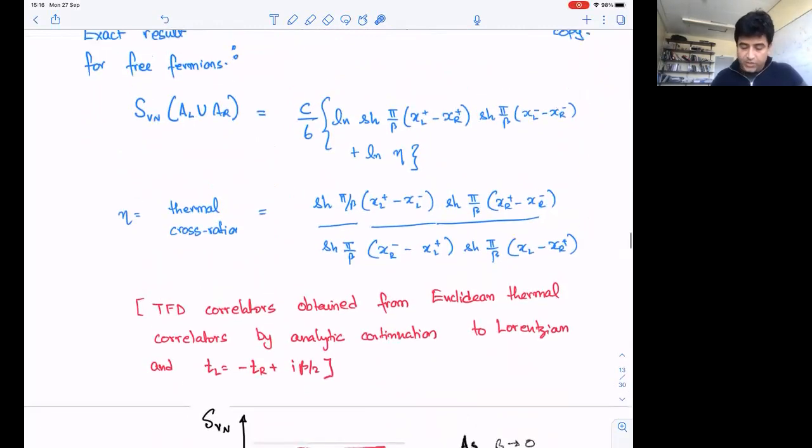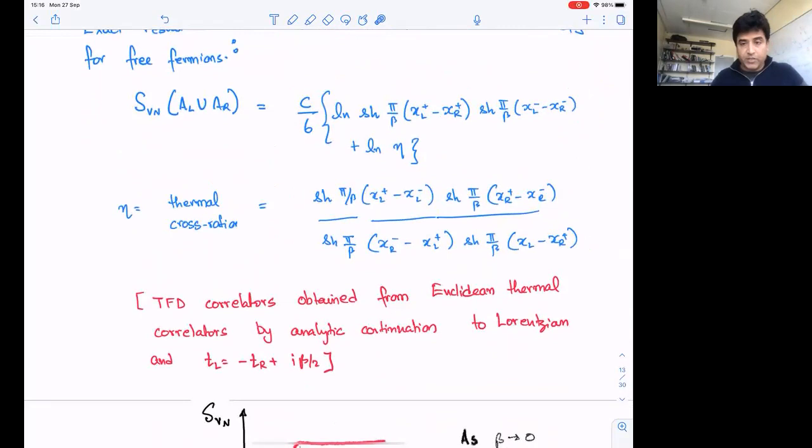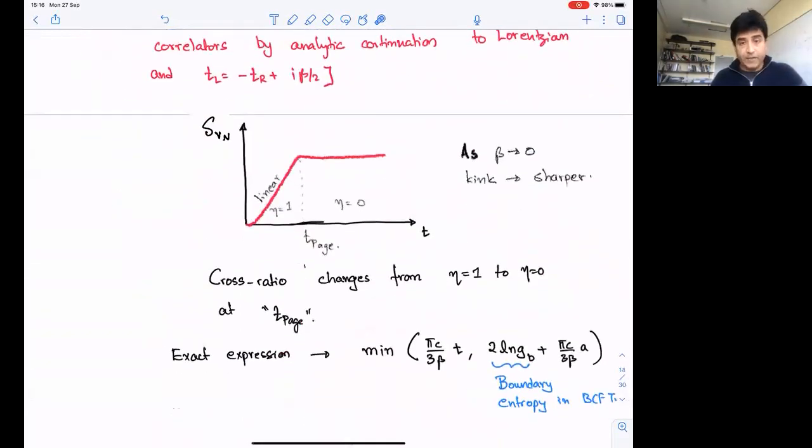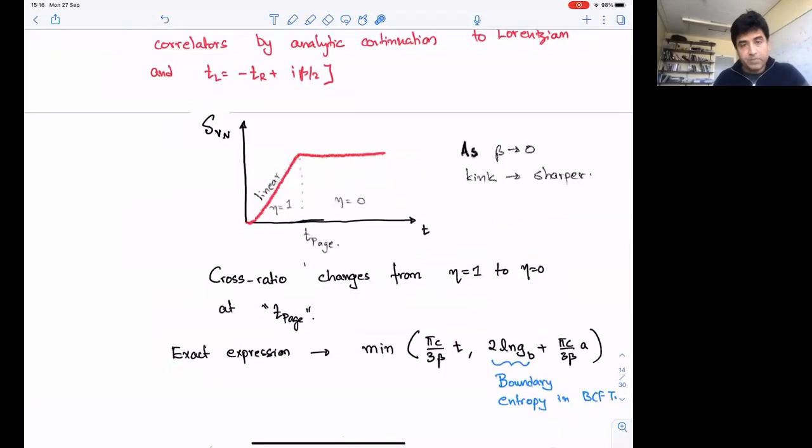There's a reason for this. We'll come to the reason behind this structure in a bit, but you can take this exact expression and plot it as a function of time. And you discover that the von Neumann entropy of these two semi-infinite intervals in BCFT language shows linear growth at early times and saturates at late times. This picture is true for any temperature. The growth is not exactly linear. It starts off exponential and then quickly becomes linear and then turns around. This kink between the linear and saturation behavior becomes arbitrarily sharp as the temperature becomes larger and larger.